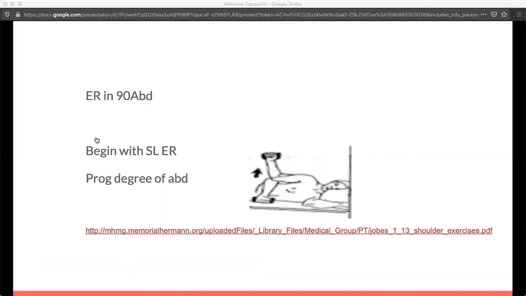Okay. And then you have the side lying ER. So you can begin with side lying external rotation and then have them go up into 90-degree abduction with external rotation in prone.